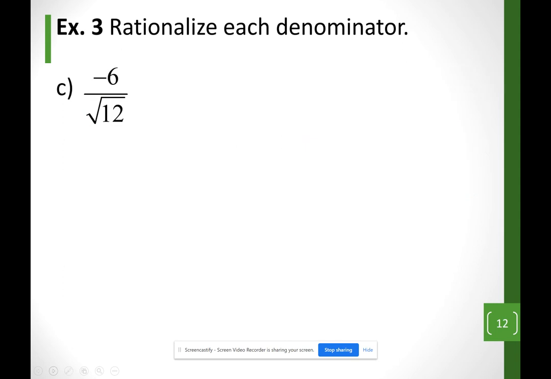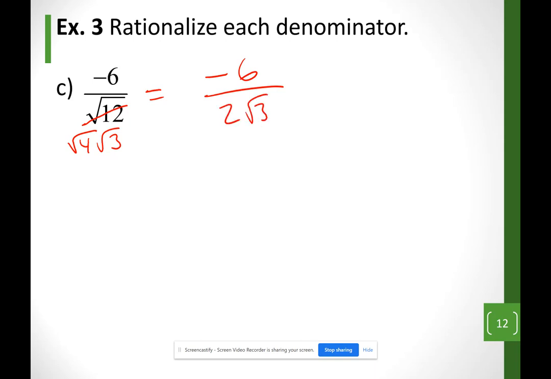Let's take a look at this one. Let me simplify the bottom first, though. I'm thinking square root of 12. I'm going to think of that as 4 times 3. So I have this as negative 6 on top, and at the bottom, I have 2 radical 3.